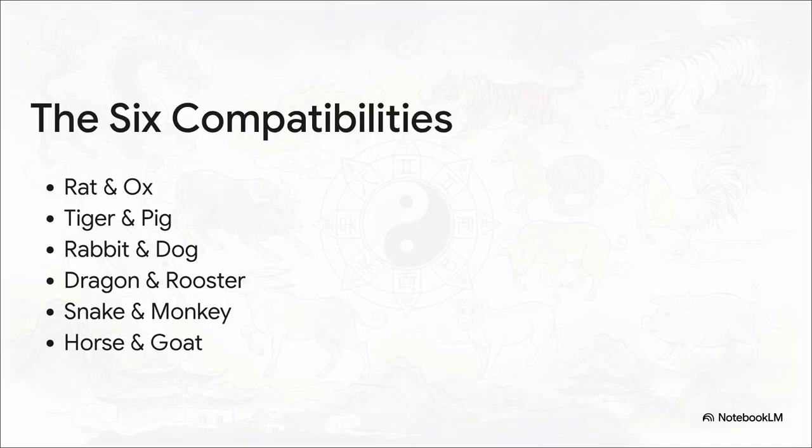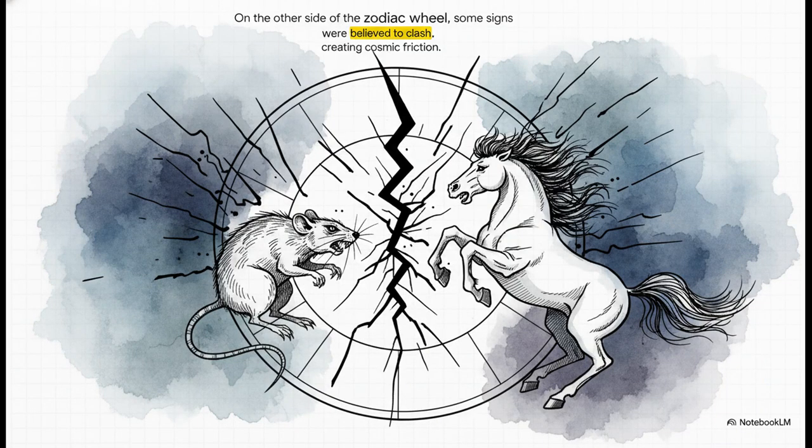Let's start with the good stuff, the 6 compatibilities, or the 6合. These were the superstar pairings, the ones with the strongest cosmic pull. We're talking rat and ox, tiger and pig, rabbit and dog, dragon and rooster, snake and monkey, and the horse and goat. These pairs were thought to be cosmically aligned, the perfect fit written in the stars that would bring good fortune.